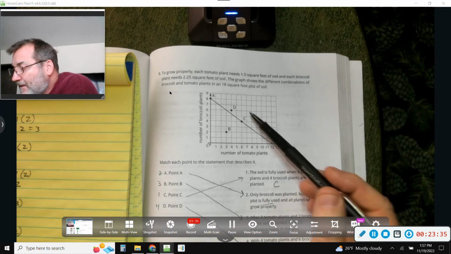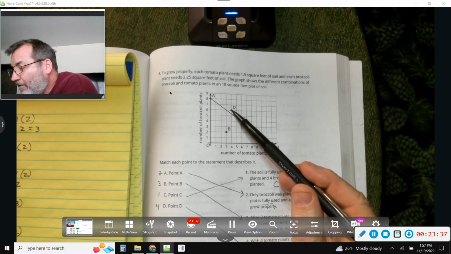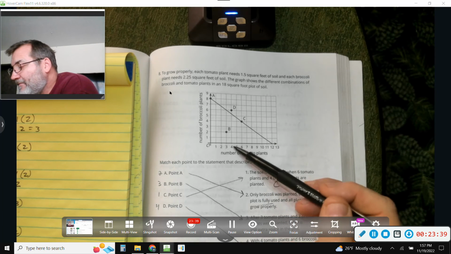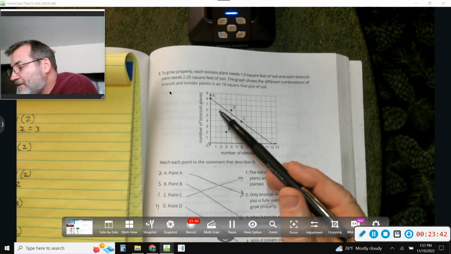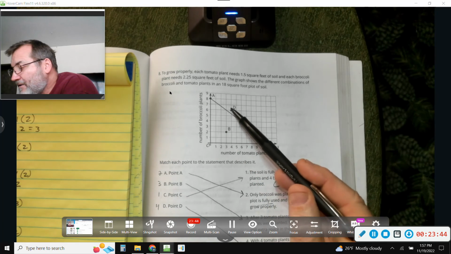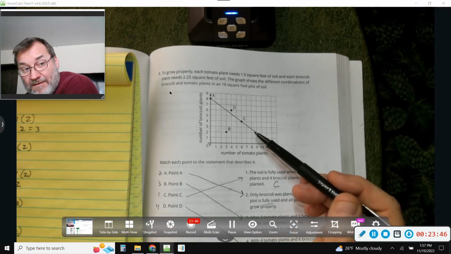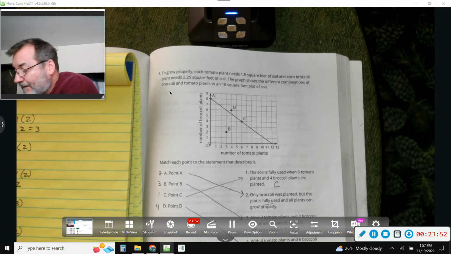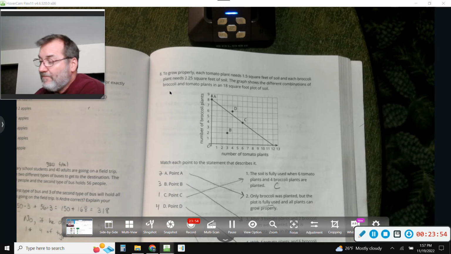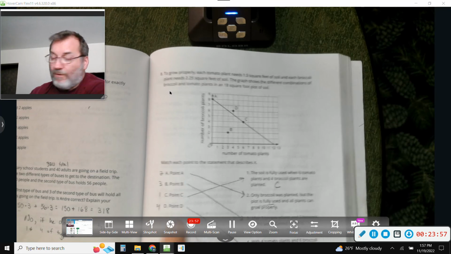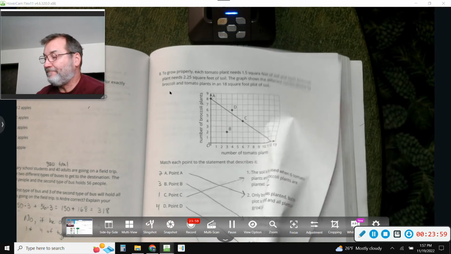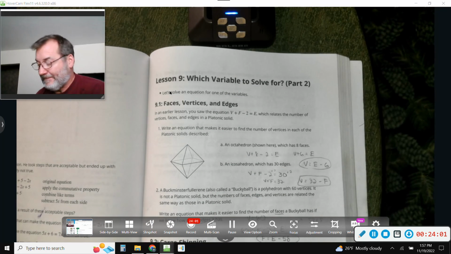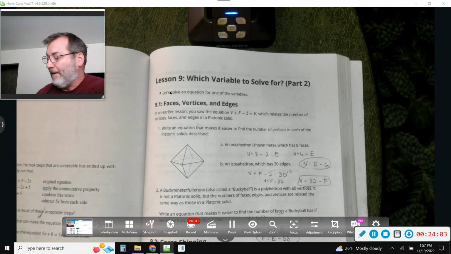And point D, delta, right there, you're overstuffing. Right, so you've got 4 tomato plants, you've got 6 broccolis, and you're above the line, so you're packing it in too tight. So with 4 tomato plants and 6 broccoli plants, the plot is overcrowded. Exactly. Okay. So 2, 3, 1, 4 on that one. Number 9.